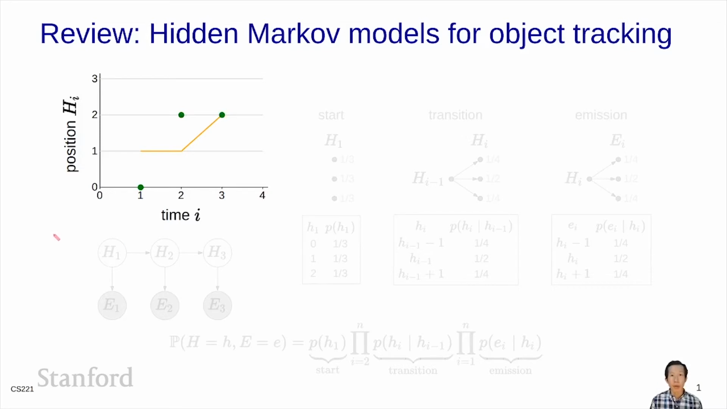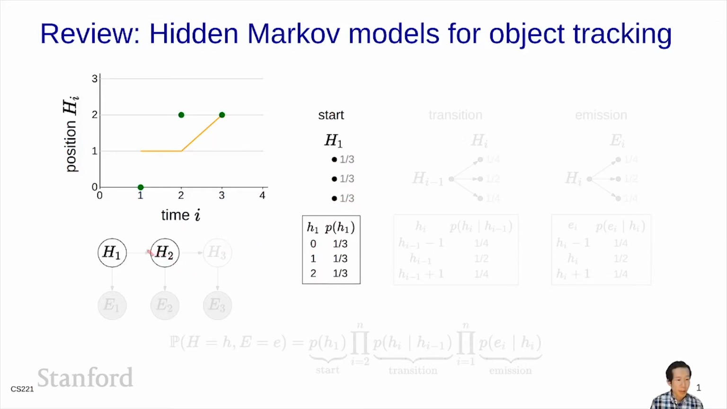So the probabilistic story of object tracking is as follows. The first object position, H1, is generated uniformly across all of the values 0, 1, 2. Subsequently, H2 is generated conditioned on H1 via this transition distribution, which goes up with probability 1/4, stays the same with probability 1/2, down with probability 1/4. Then we transition to H3.